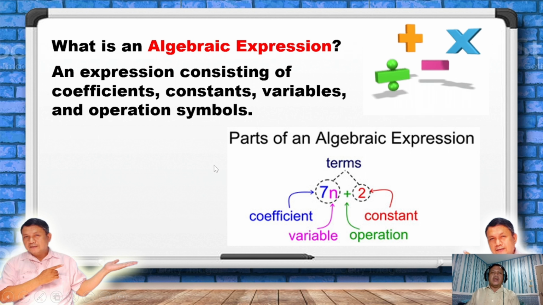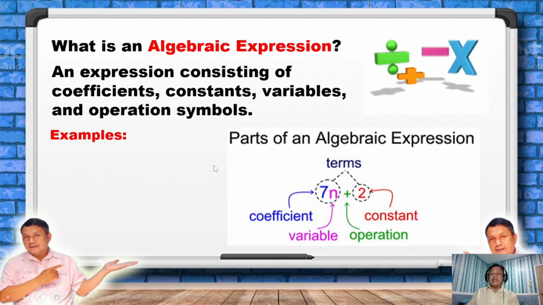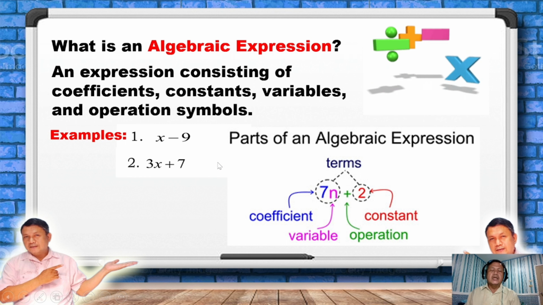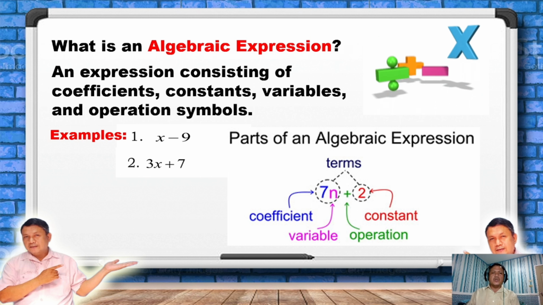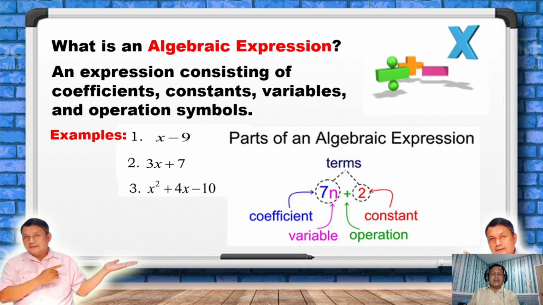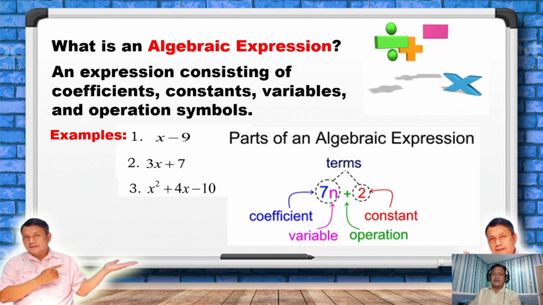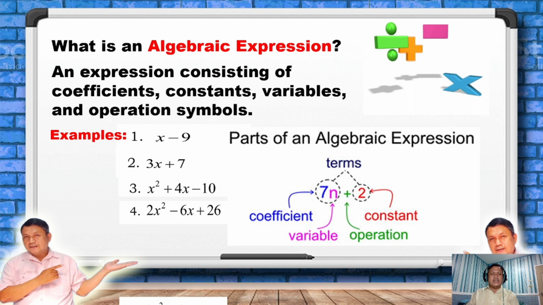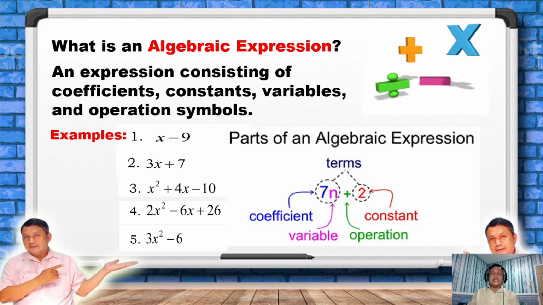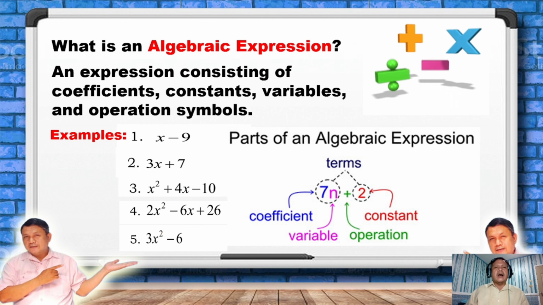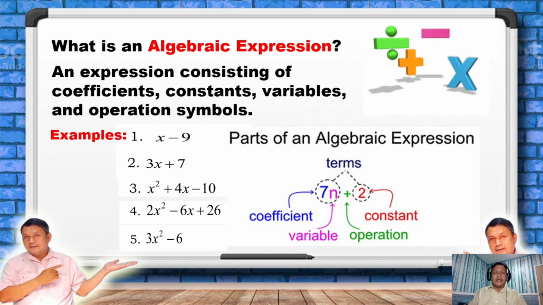Okay, that's it. And we have here the following examples of an algebraic expression. Number 1, x minus 9 is an example of an algebraic expression. 3x plus 7 is also an example of an algebraic expression. Next, number 3 is x squared plus 4x minus 10. Okay, 2x squared minus 6x plus 26. And last, we have 3x squared minus 6. Okay, so these are all examples of an algebraic expression.